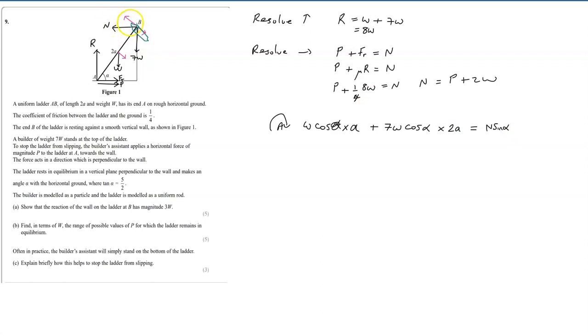It's the anti-clockwise moment, since alpha would be that angle in there. So this pink arrow here is represented by n sine alpha, and the distance is 2A. Okay, so the rest of this part is just going to be algebra.